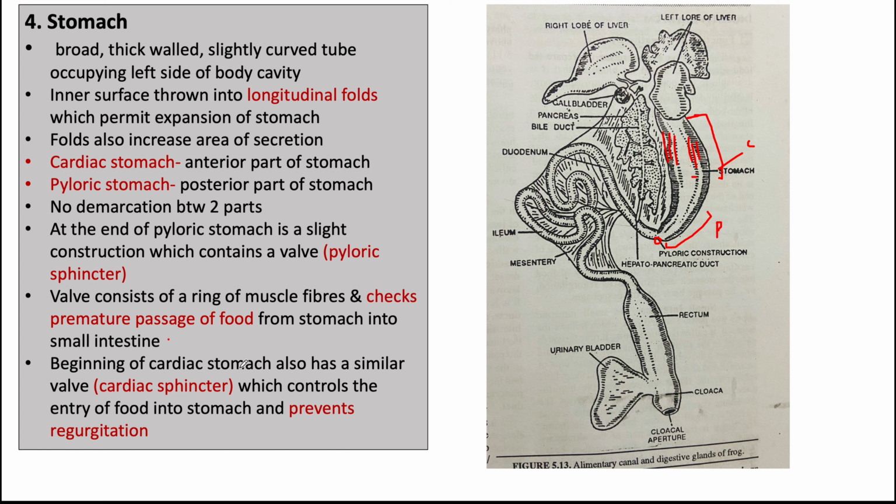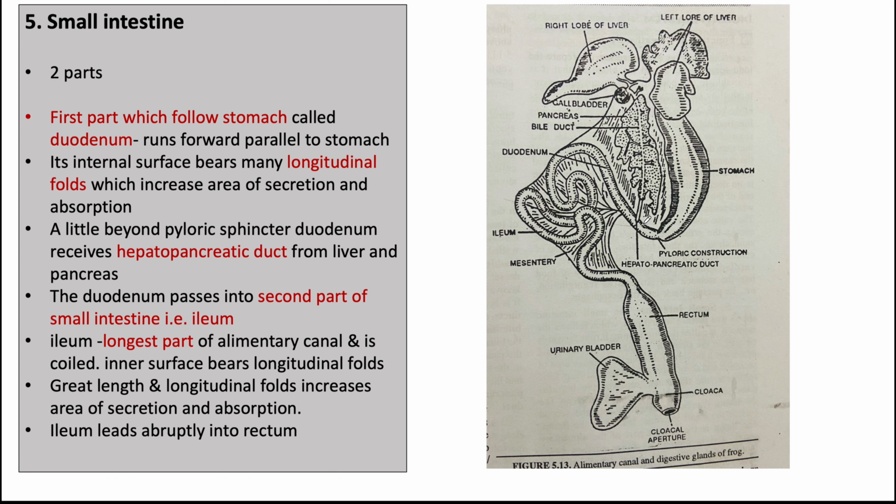Now at the beginning of the cardiac stomach, the anterior portion, there is also a similar valve known as the cardiac sphincter, which controls the entry of food into the stomach and prevents regurgitation. What is its function? There is a valve at the anterior, cardiac part, and it will make sure food won't go back into the esophagus. So this is the function of the cardiac sphincter. The pyloric sphincter function was to prevent premature food entry into the intestine. This is the function of these valves.